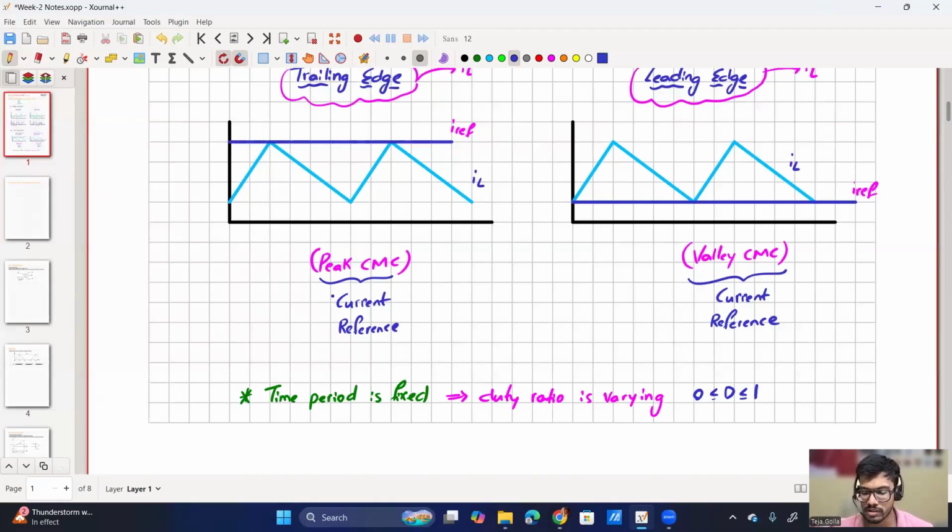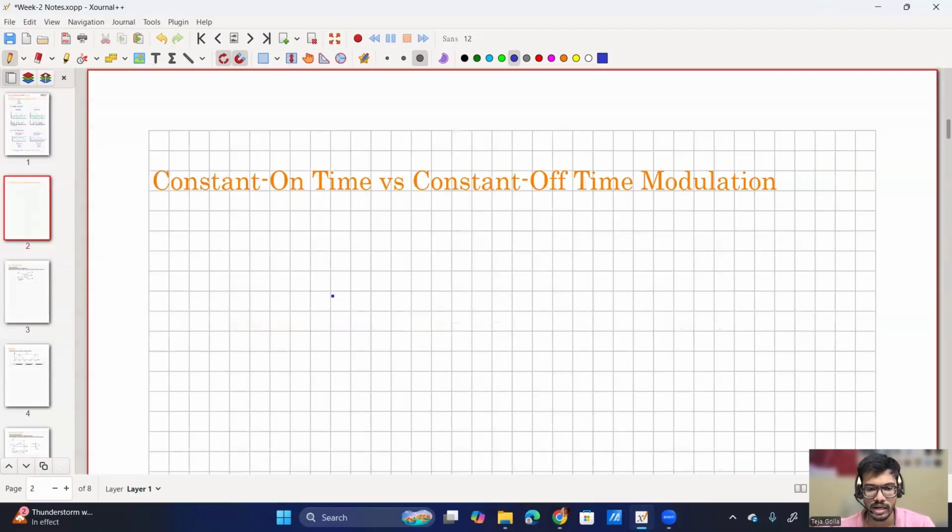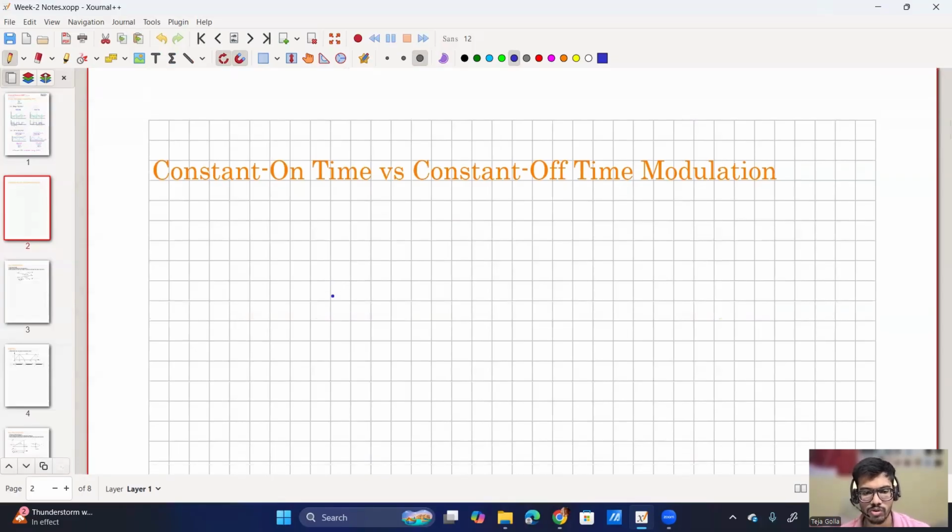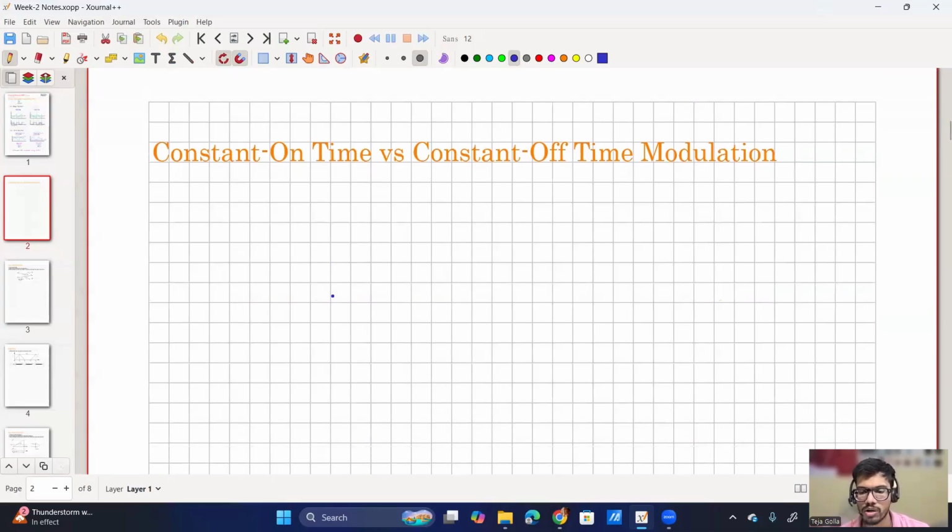But can I vary the frequency? Yes, we can vary. And there are basically three. One is constant on time, one is constant off time, another one is hysteresis. I'll also discuss the hysteresis. So what is constant on time? The name says the on time is constant. And what is constant off time? The name says again, off time is constant. So in the first case, off time is variable. In the second case, on time is variable.